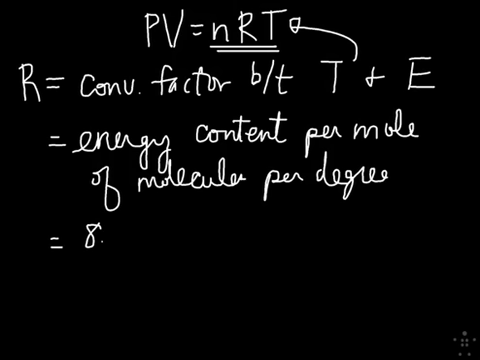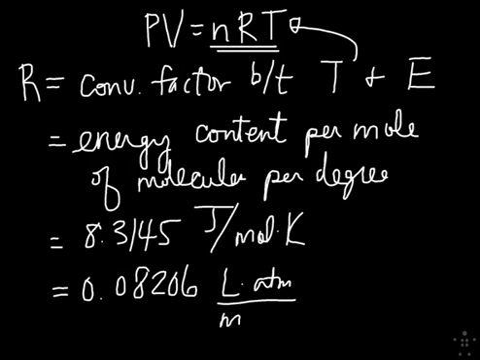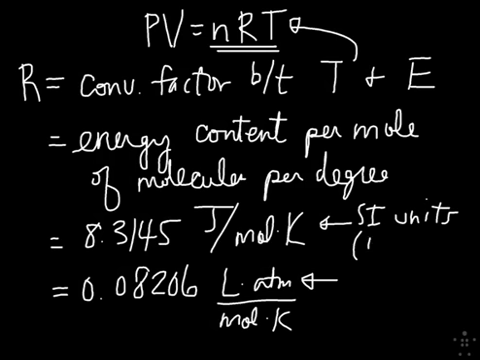So it's going to be 8.3145 joules per mole Kelvin, or that's equivalent to 0.08206 liter atmospheres per mole Kelvin. And you're going to choose the units that are most convenient for the problem that you're solving. So if you have pressures and volumes in liters and atmospheres, you're going to use this R value. And if you have pressures and volumes in SI units, so pascals for pressure and meters cubed for volume, then you're going to use R in the SI units.